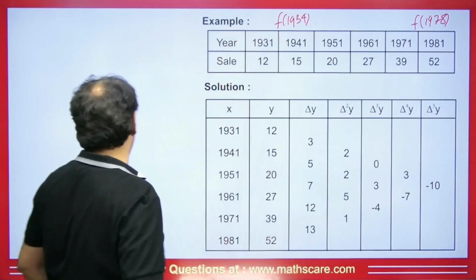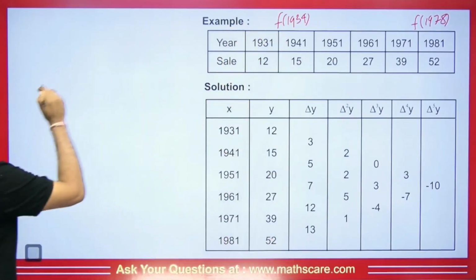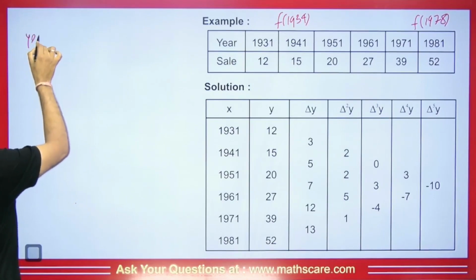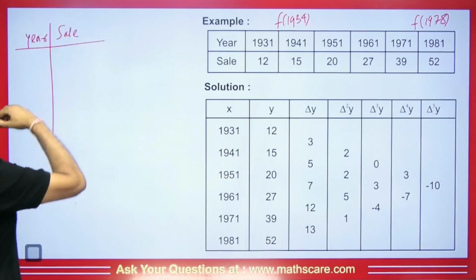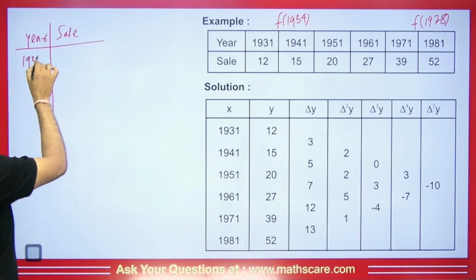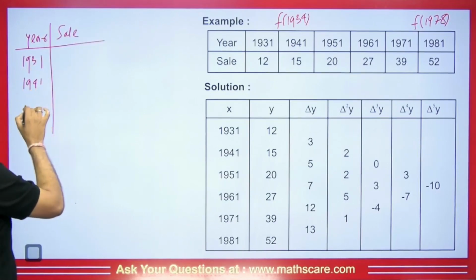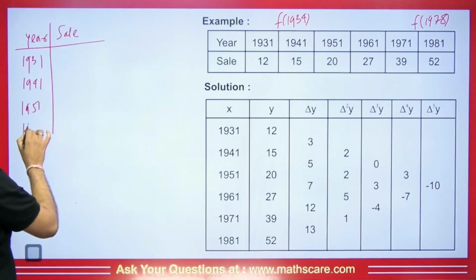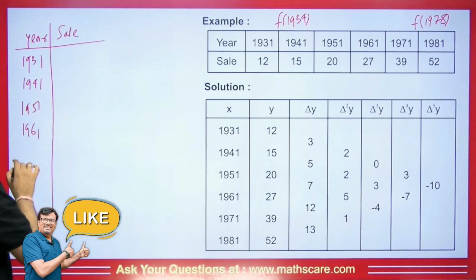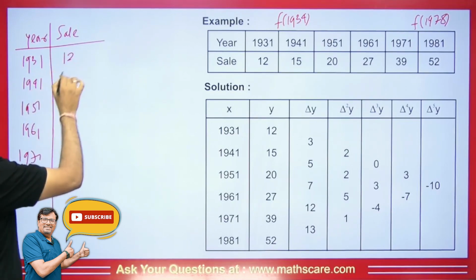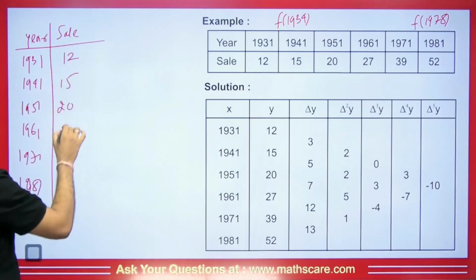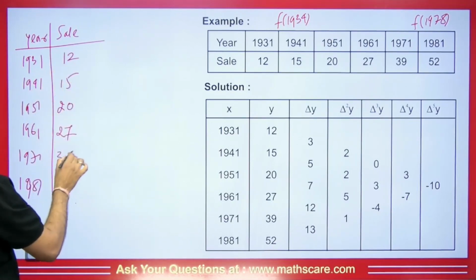Then you will understand this table. Here you have to write the year, and here we need to write the sale, whatever is given. The years we have are 1931, 1941, 1951, 1961, 1971 and 1981. Clear? Then after that we have the sales 12, 15, 20, 27, 39 and 52. These are what we have.